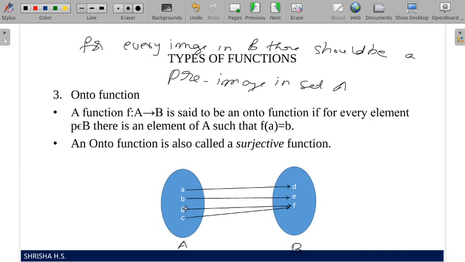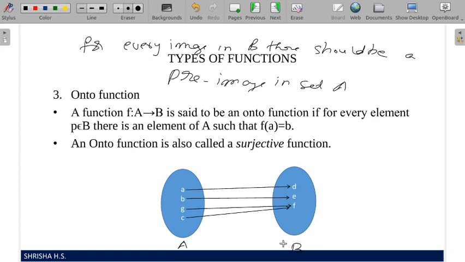All elements of set A should be having an image. So that is a basic condition for being a function. So if we put another condition that all elements of set B also will be mapped to some pre-image, if we put that condition, it will become an onto function.